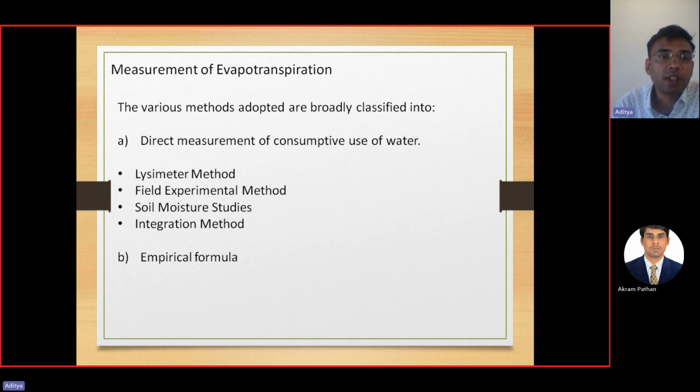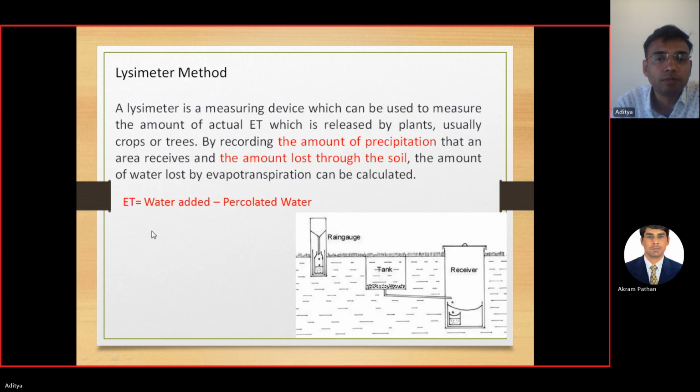Then measurement of evapotranspiration. There are two methods. One is direct measurement using a lysimeter, the most popular. Then the field empirical method, soil moisture studies, integration method, and next, you can say, the empirical formula.